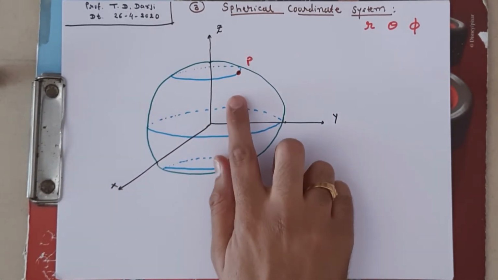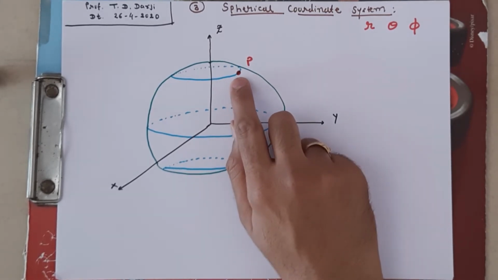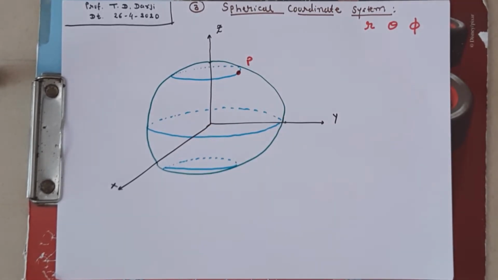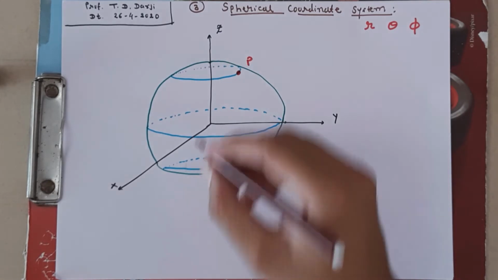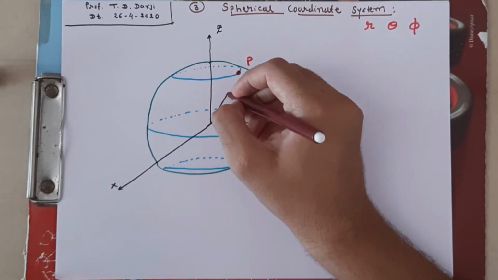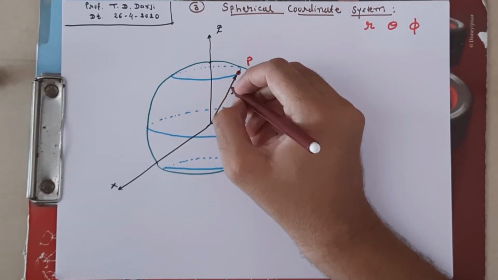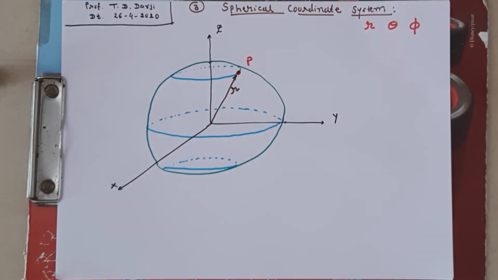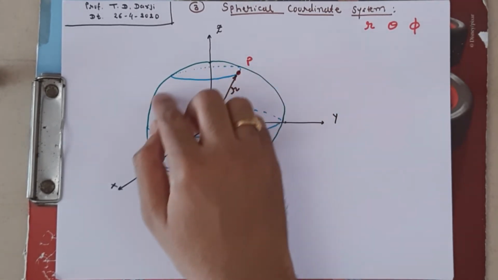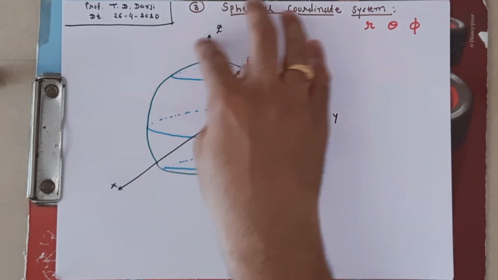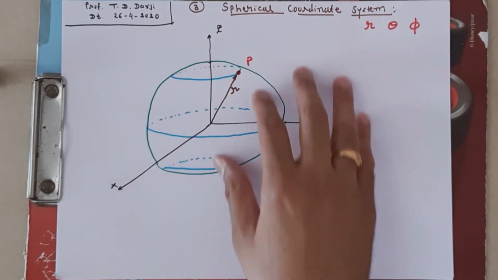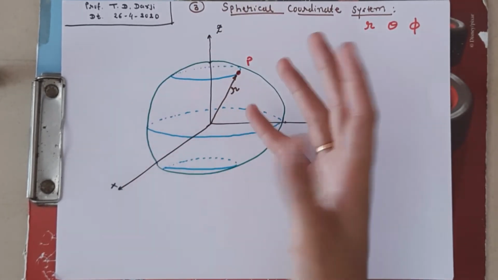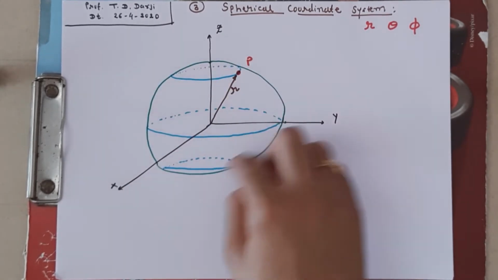Okay, so now what is the distance of this point with respect to the origin? The first question, what is the distance of this point with respect to the origin? It is r, because it is the radius. So wherever this point is located on the surface of the sphere, this distance remains the same. It is r.